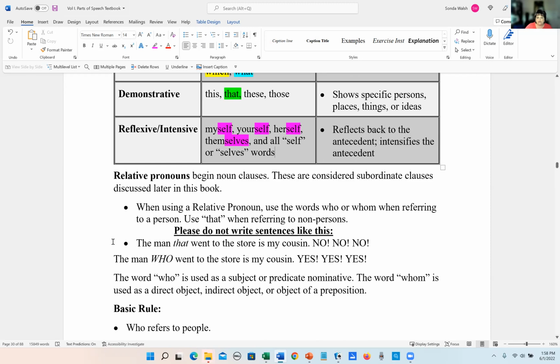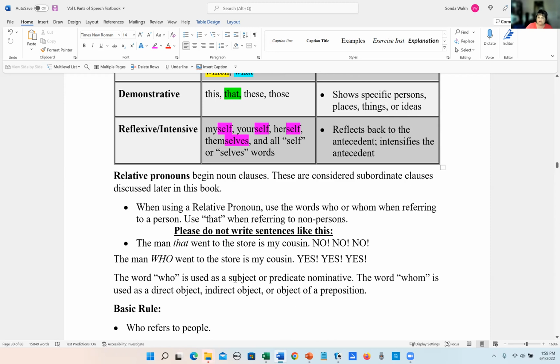So when using a relative pronoun, use the words who or whom when referring to a person. Use that when referring to non-persons. Please do not write sentences like this: The man that went to the store is my cousin. No, it's who went to the store is my cousin. I feel like I am correcting the world on this one because nobody ever says it right. Ever. It should be the man who went to the store is my cousin. If you're referring to a person, then you use who or whom.